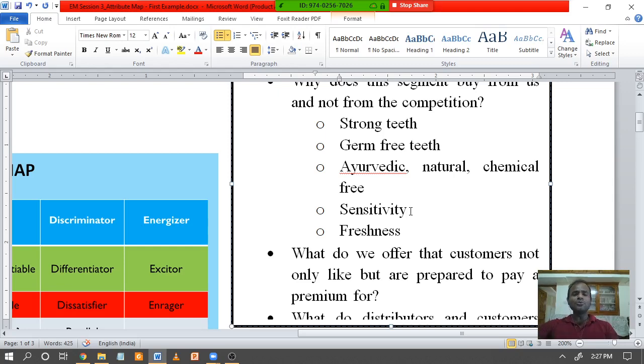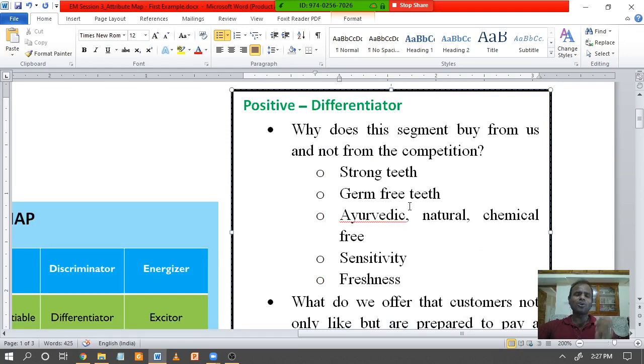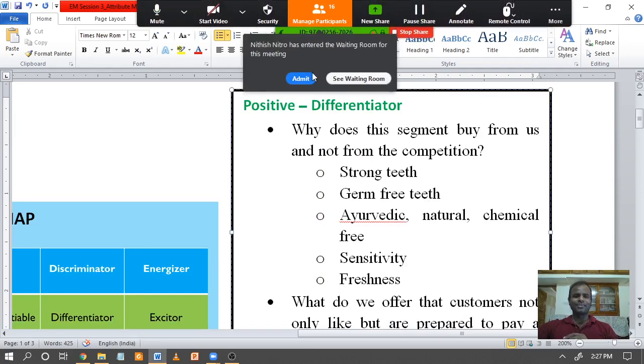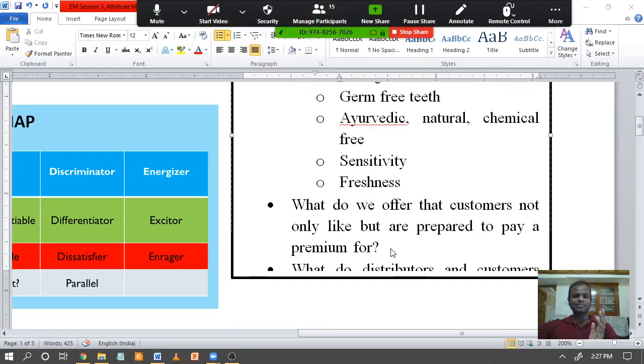So when you look at a differentiator, always look at your product. Is there something in your product using which you can differentiate your product in the market? Are you clear about it? Yeah.